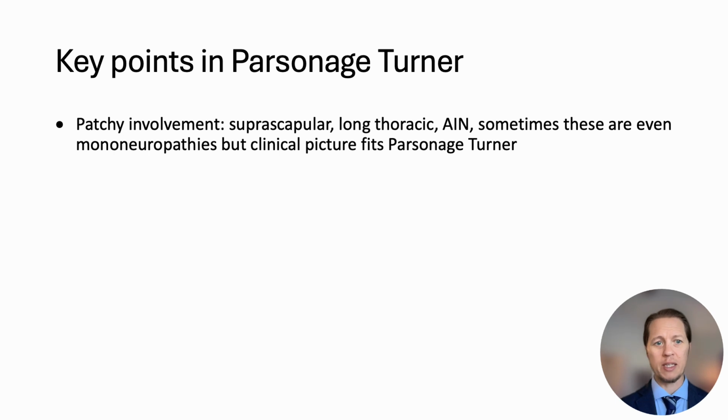We've been talking about this a little bit. Very patchy involvement. I often do musculocutaneous, long thoracic, suprascapular. I do axillary sometimes. I often do the physical exam first and see if there's some obvious weakness. Sometimes these are actual mononeuropathies in a way that the patient primarily presents with one area of weakness, and that's all that really comes up on EMG.